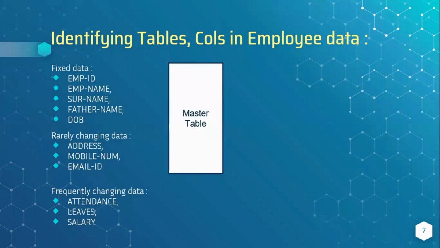After categorizing the columns like this, fixed data and rarely changing data, we will store in one table called master table. You can name it as employee table, employee master, or m_employee. And frequently changing data, we will store in multiple transaction tables. There will be so many columns in the frequently changing data, and we will divide again these columns into multiple tables.